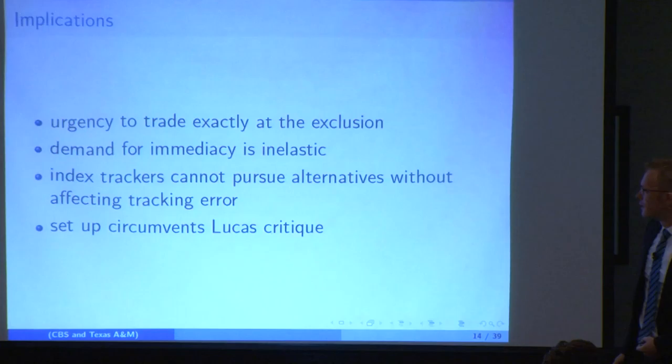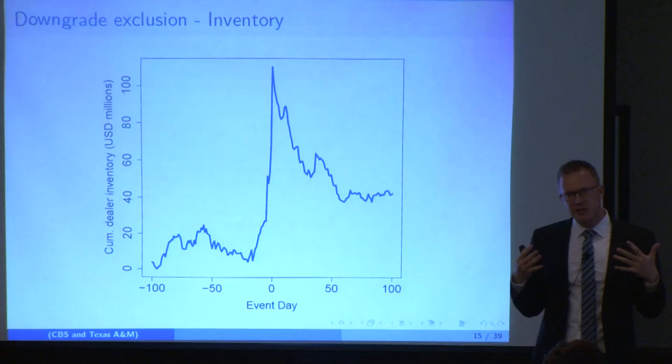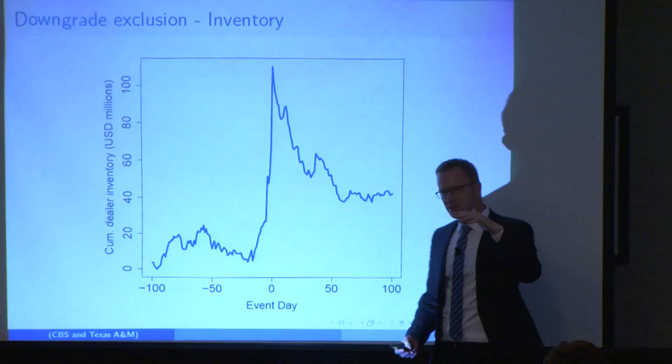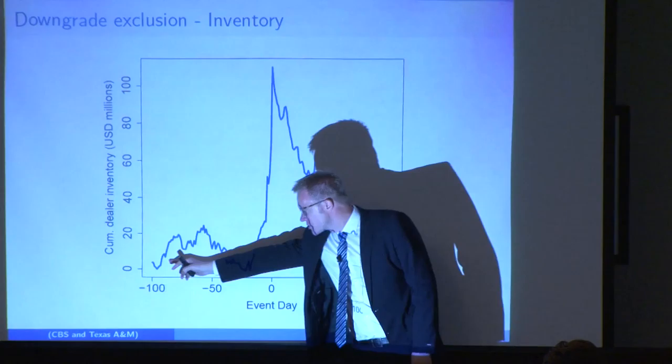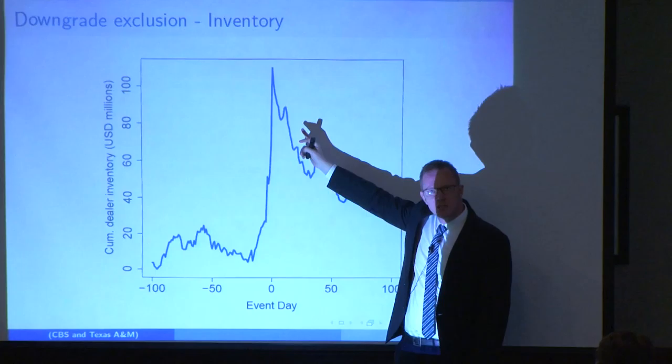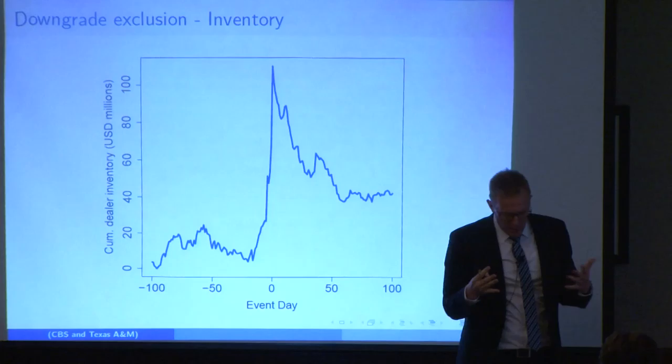On the other hand, we also have the other side of the market, those who supply immediacy. So if you look at the dealer side, we can tease out the dealer inventories around this event by taking all dealer sales, taking all dealer buys, subtracting them, and accumulating them over time. And this is then dealer inventories around these events for the downgraded bonds. So not much action, and then you have the index exclusion. And then they supply this immediacy by taking these bonds onto inventory. Then they start to sell out again afterwards and decrease this. So we have a demand for immediacy, and we have a supply of immediacy up here.